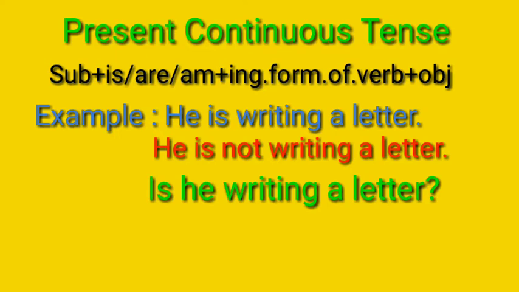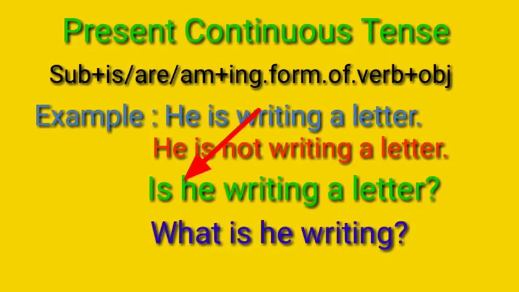Okay. If we have to add what, then how will it change? Only you have to write what in front of the auxiliary verb. Then what is he writing? Okay, then question mark. A letter is the answer. Okay, like we can change one positive sentence into negative, then interrogative.